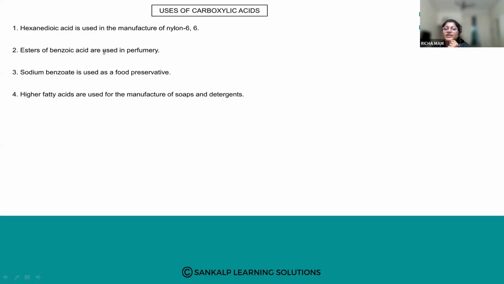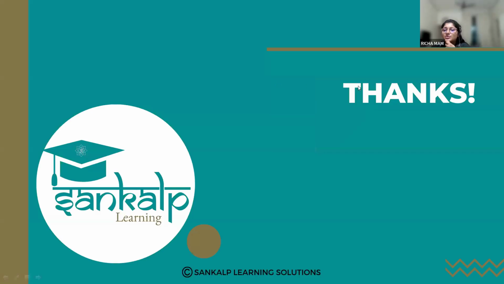Then sodium benzoate is used as a food preservative, so that your food does not get spoiled. Then higher fatty acids are used for the manufacture of soaps and detergents. Is it clear? So this completes your chapter, aldehydes, ketones and carboxylic acids.